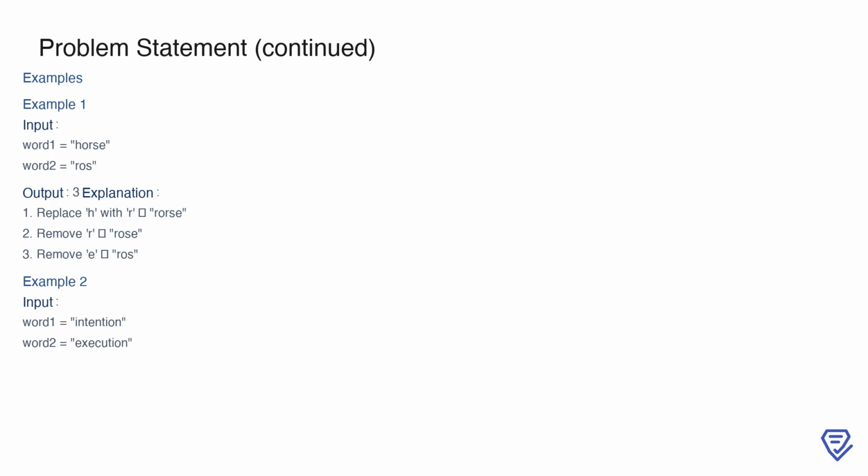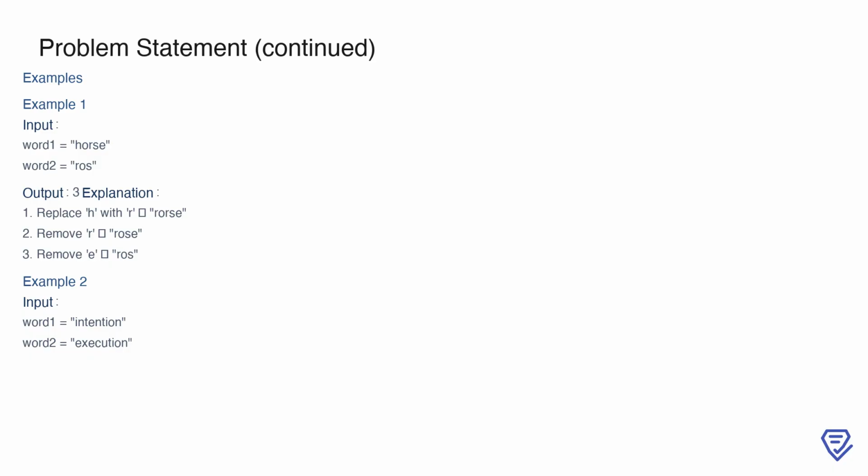In the first example, we have word1 as horse and word2 as rose. The minimum number of operations required is 3. First, replace h with r to get rorse. Next, remove r to form rose, and finally, remove e to reach rose. This sequence of three operations transforms horse into rose.